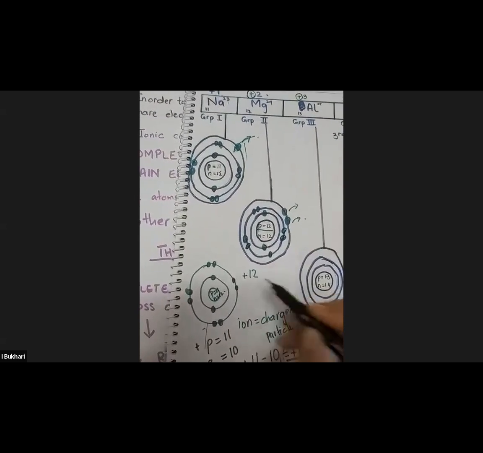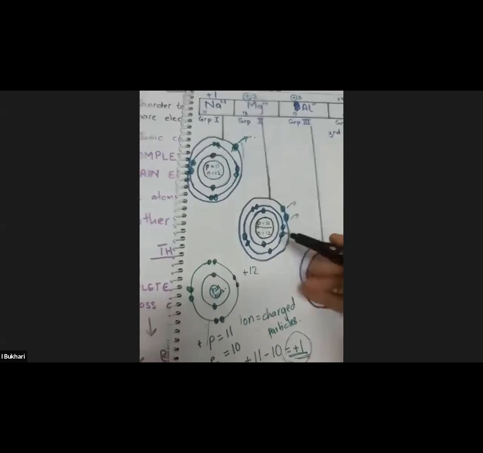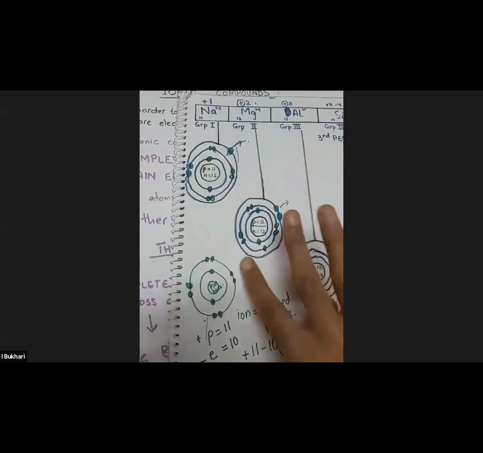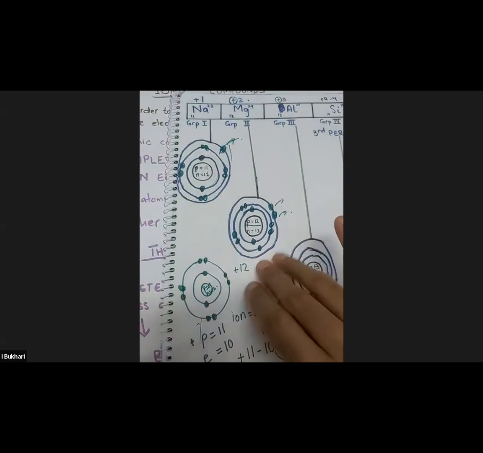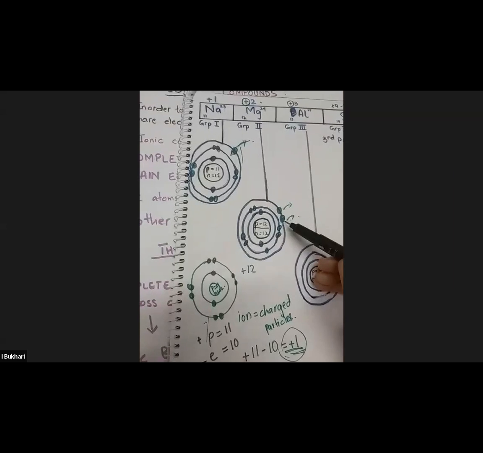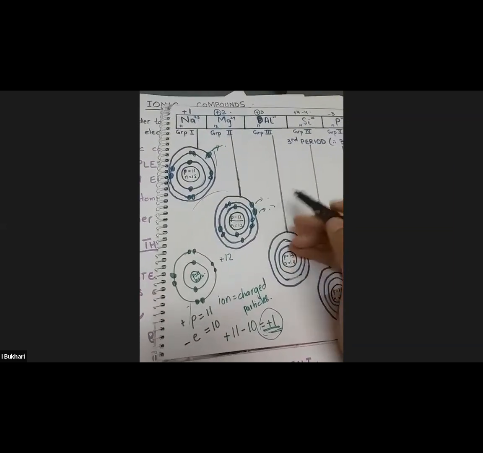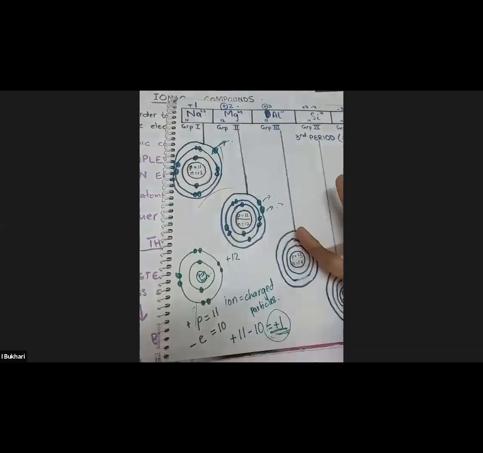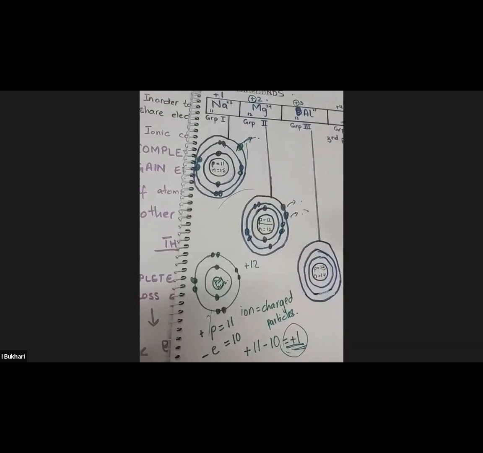So protons are positively charged. So I have plus 12. But then how many electrons are left? Only 10. Okay, these shells are not structures. Don't think that there are circles in the atom. No. These are just the paths, the orbits that the electrons take. So when the electrons go away, there is no path left. There is nobody to rotate, right? So no orbit, no path, right?